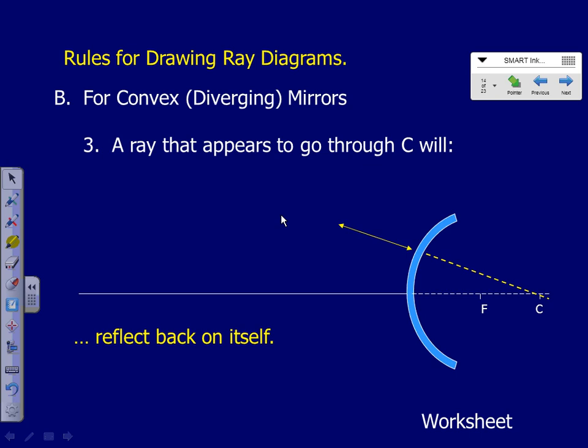Okay, so let's do one example. I'm going to draw the principal axis. And using my protractor, I'm going to draw the mirror, just like we've been doing. And I am going to put it right there. That looks good. Notice how I'm not letting the mirror fall off the edge of my principal axis, because that's where my F and my C are going to be.